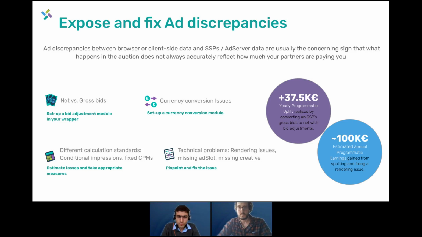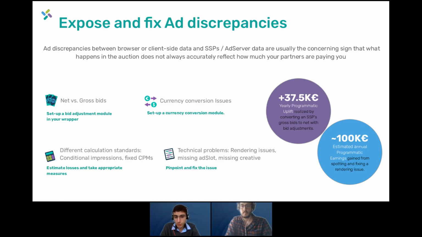Last point will be about technical problems. This is last but not least, because this can lead to huge losses actually. This happens when the rendering event on the page does not coincide with the ad being actually rendered. So if you're listening to the events on the page, you will detect an impression, but the ad will not actually render on the page. And why does the ad not render? There are a lot of possible issues.